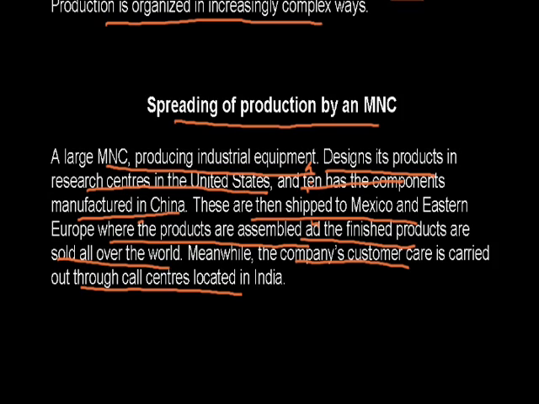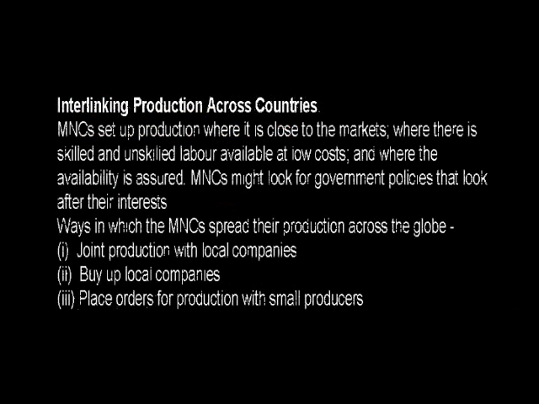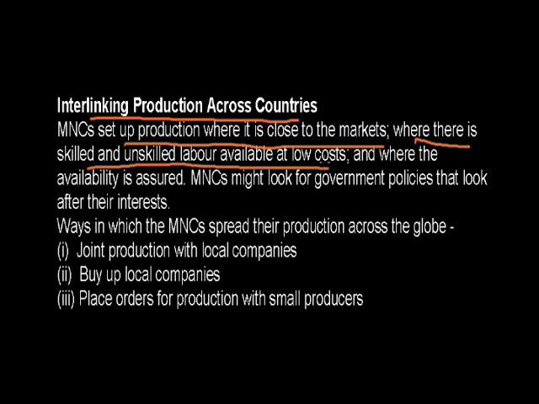Let us move towards the next point. Interlinking production across countries. That is the heading, interlinking production across countries. MNCs set up production where it is close to the markets, where skilled and unskilled labor is available at low cost, and where the availability of raw material is assured. MNCs might also look for government policies that look after their interests. It all depends upon the type of industries you are establishing.